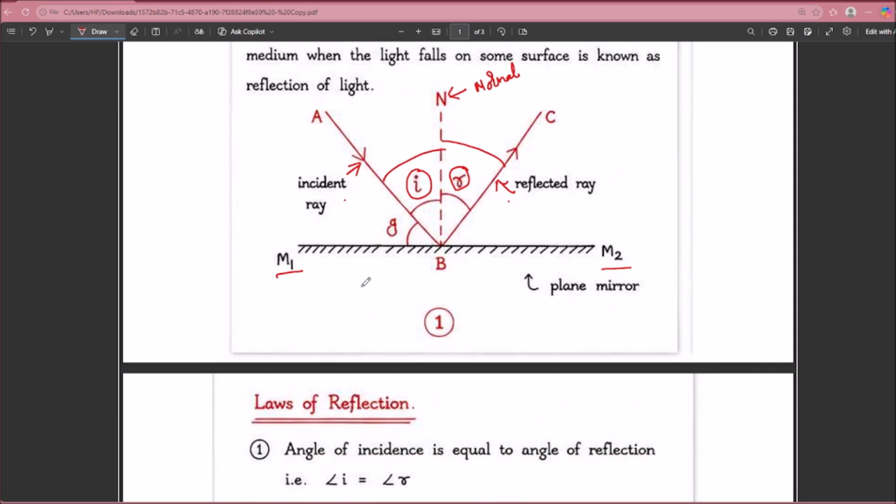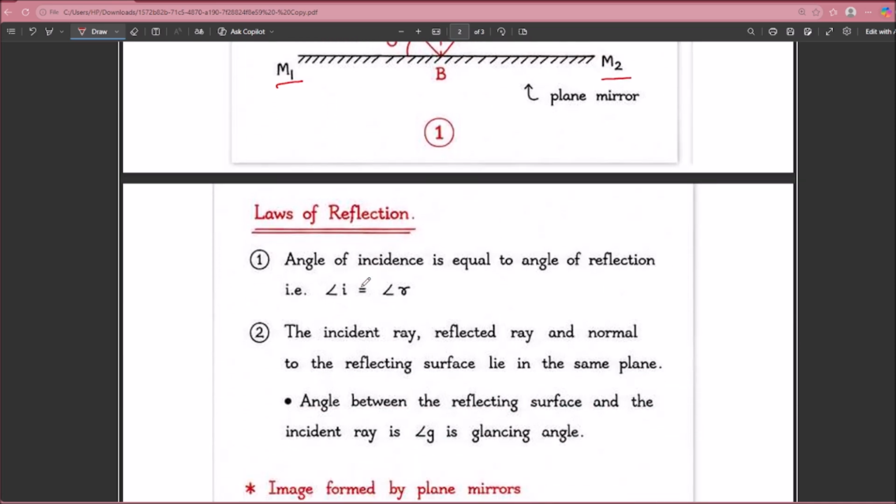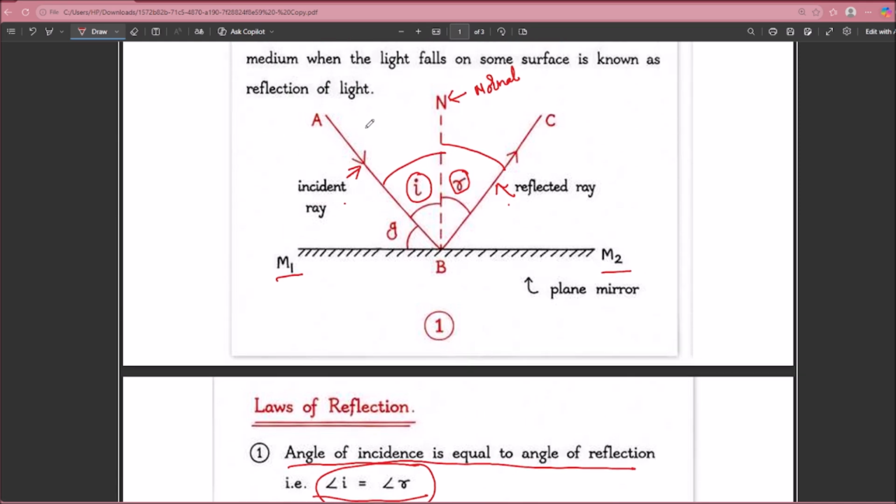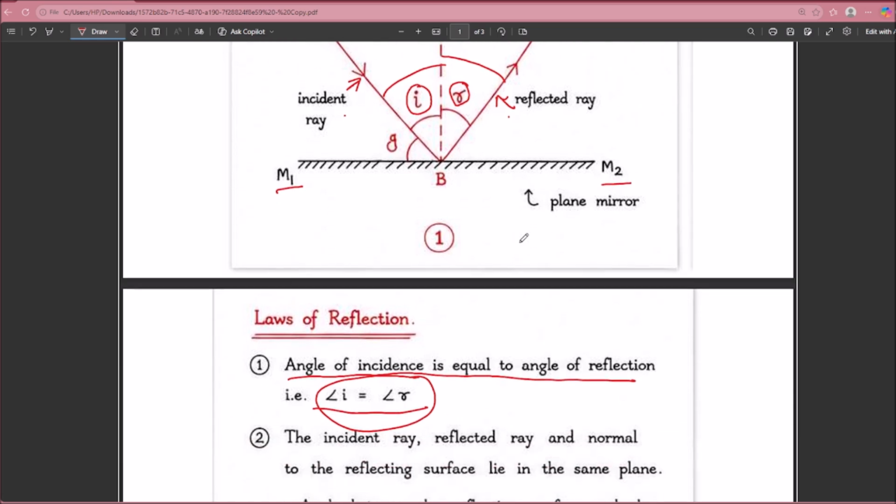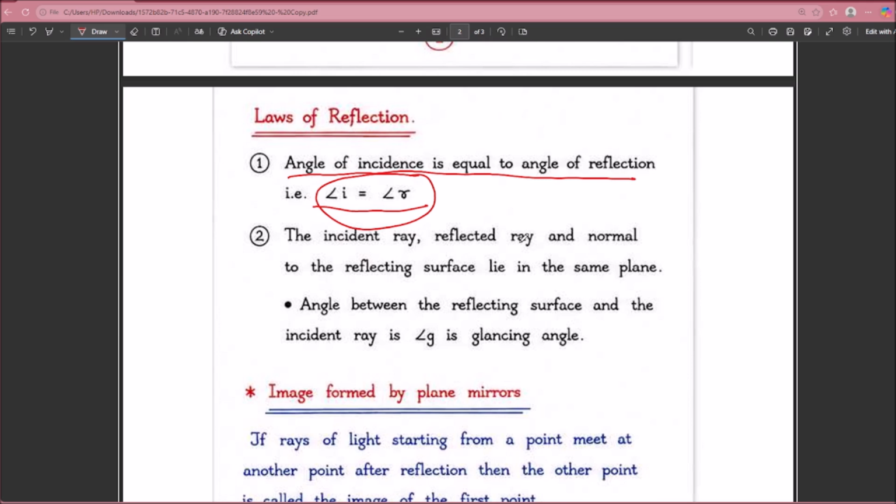So what are the laws of reflection? The angle of incidence is equal to the angle of reflection, that is angle i is equal to angle r. The incident ray, reflected ray, and normal all lie in the same plane. That means they are placed in the same plane. If we consider this is the one plane, then this plane contains the incident ray, normal, and the reflected ray. All three are in the same plane.